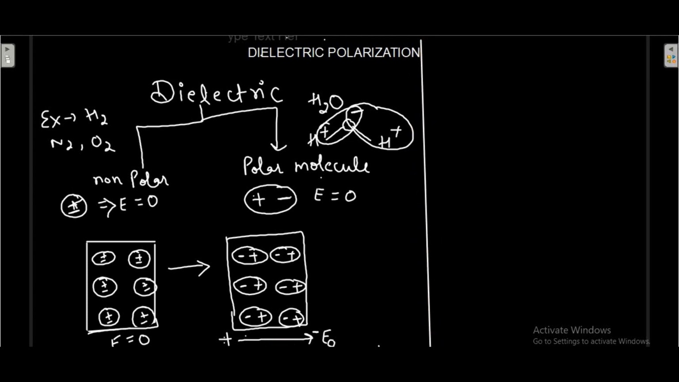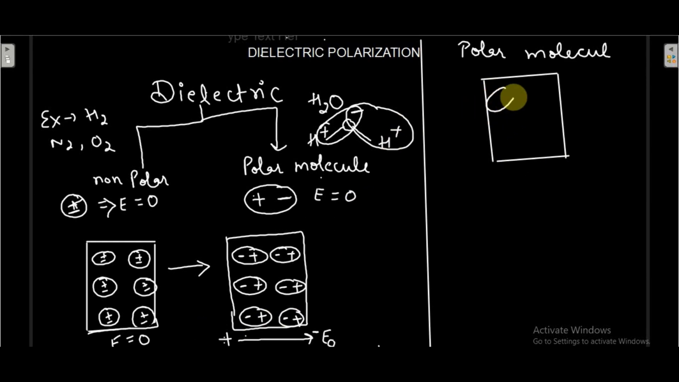Now I will discuss polar molecules. Again, I will take the same example. This is a dielectric substance having polar molecules. How do we draw polar molecules? Polar molecules are arranged randomly. There is no regular manner for polar molecules. This is the condition when there is no external electric field, so here the electric field is 0.